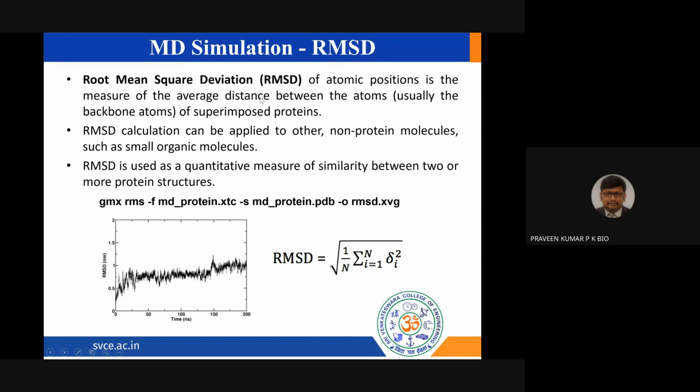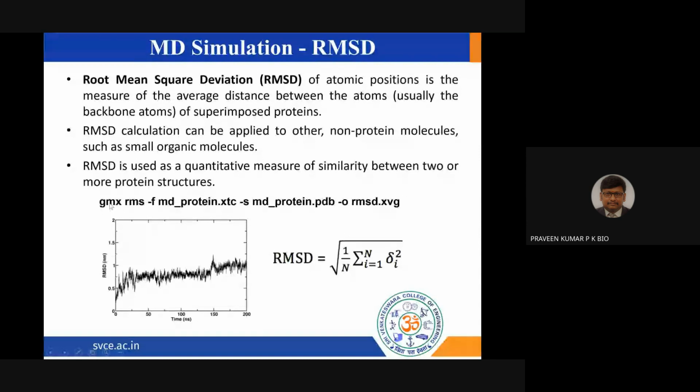RMSD has plenty of applications. One is to check the quality, which measures the stability of a protein, and number two is to check the stability of a ligand receptor binding.